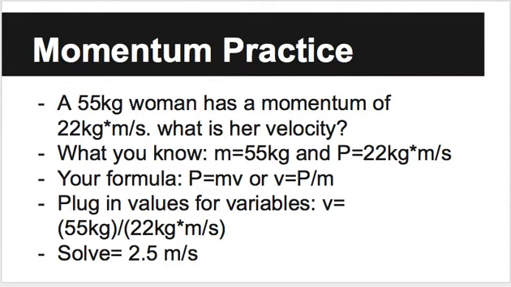Here's your next practice. A 55-kilogram woman has a momentum of 22 kilograms times meters per second. What is her velocity? Again, write what you know. Write your formulas. You're just rearranging these like we would in an algebra problem. You plug in your variables. V is equal to 22 kilograms times meters per second divided by 55 kilograms. You solve to get 0.4 meters per second.